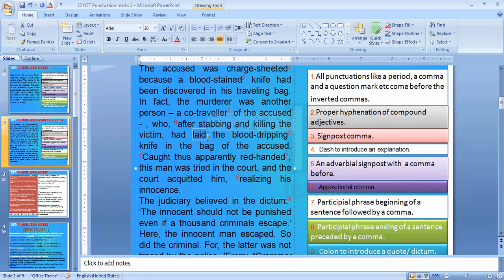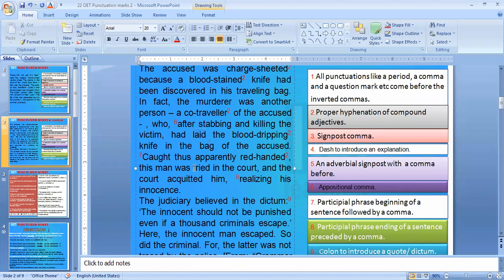Where did I lay my mobile phone? I cannot find it. Where did I keep the charge sheet? Where did I keep the referral letter? That is, where did I lay it? So that is how lay is used here. Past tense is laid, past participle is laid. Okay.